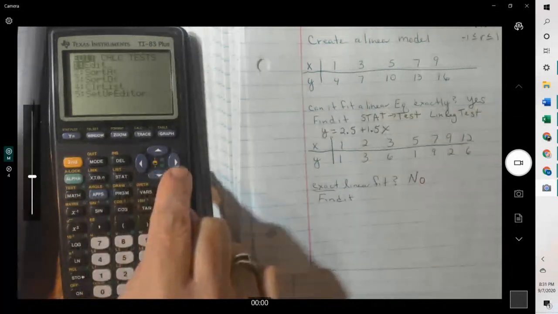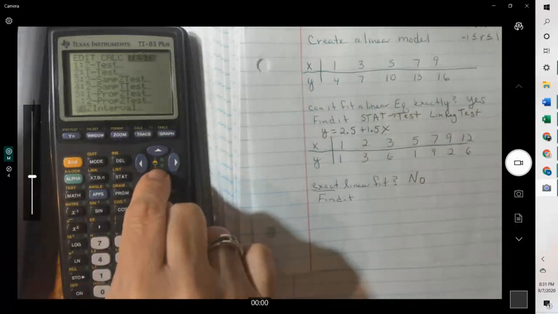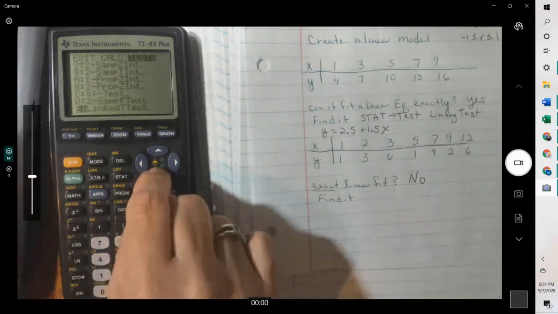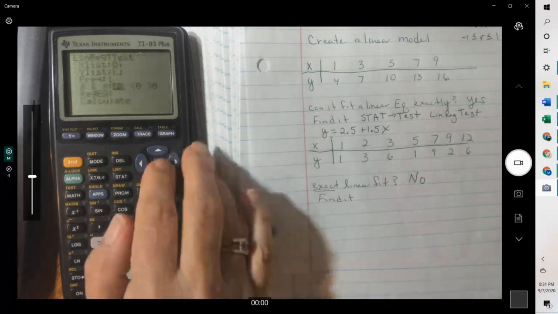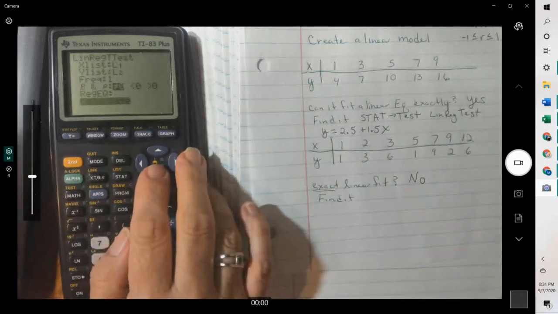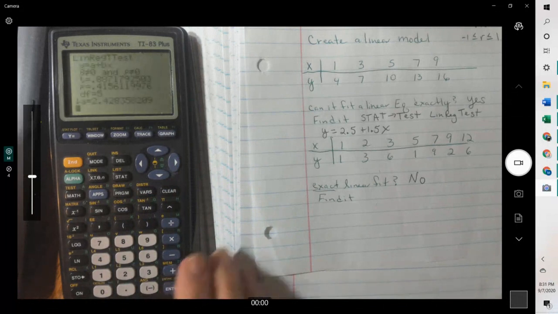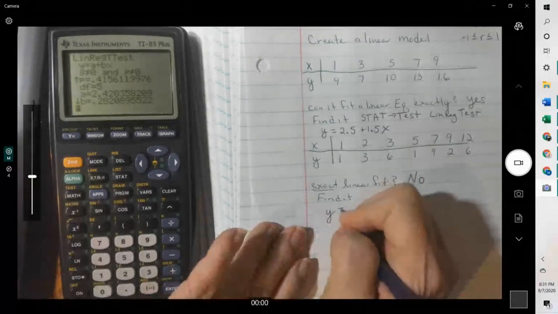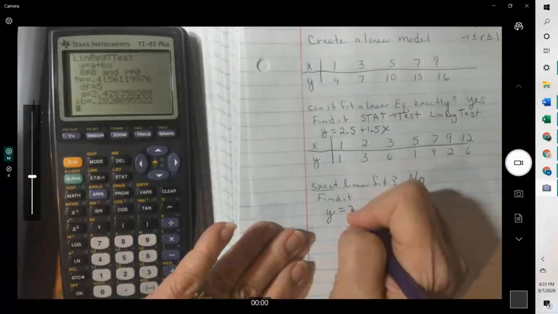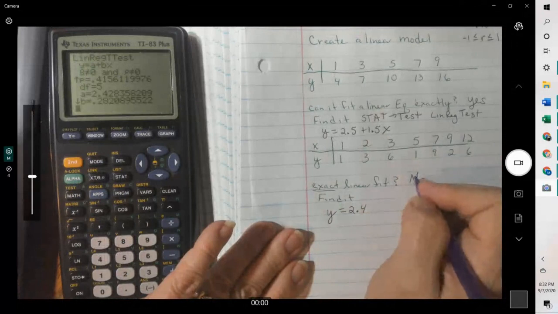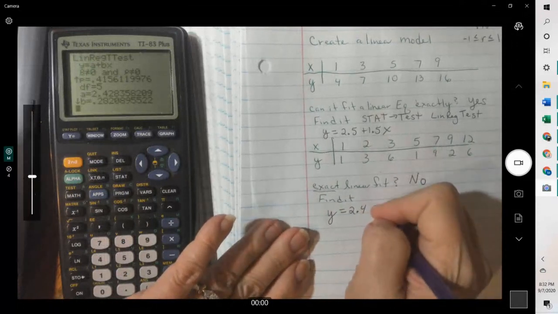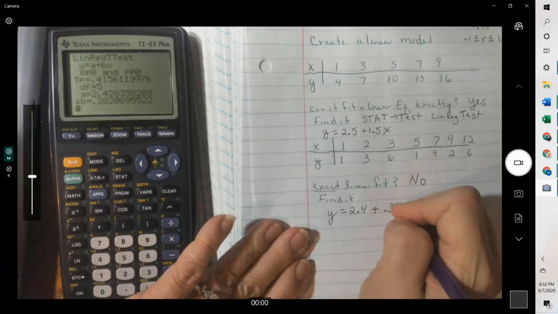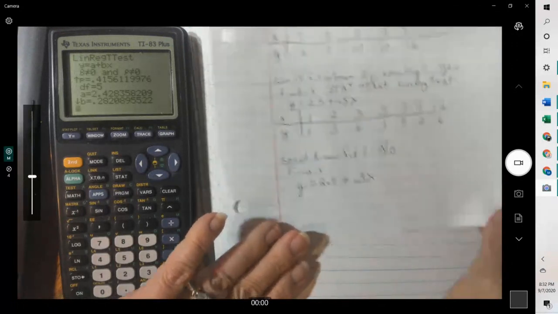You hit Stat, go over to Test, down until you see linear regression. You hit Enter, and then we go down to Calculate. So y equals the a value, 2.4, depending on how many decimal places they ask for. B is positive 0.3x. I went to the tenth position.